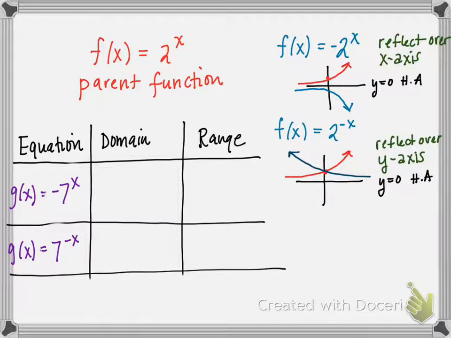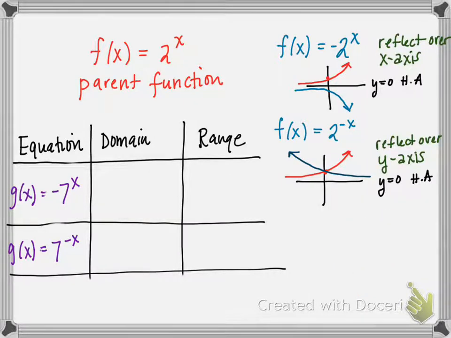So for these two equations, we're going to be describing the domain and range. I did change the base from base 2 to base 7. All that means is if the original looked like this, which is 2 to the x, if you change the base to 7, say 7 to the x power, it's just going to grow quicker. So it's going to look like this, 7 to the x power. So it's still going to reflect over the x-axis if you include a negative in front, or it's going to reflect over the y-axis if you include a negative with the exponent.